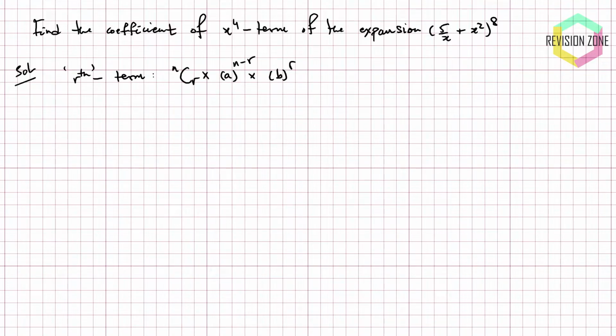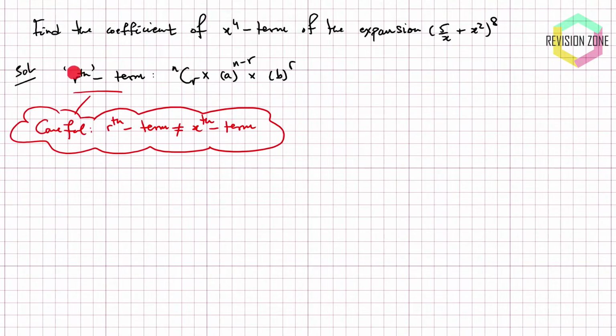If you cast your mind back to the last video, we introduced this formula, and at the time I did say to you that this was the rth term formula, but to be careful, the rth term does not equal the x^r term. Of course, the explanation for the origin of this formula and a bit of background was given in the last video. So in this video, I'm just going to dive into actually using it and answering the question.